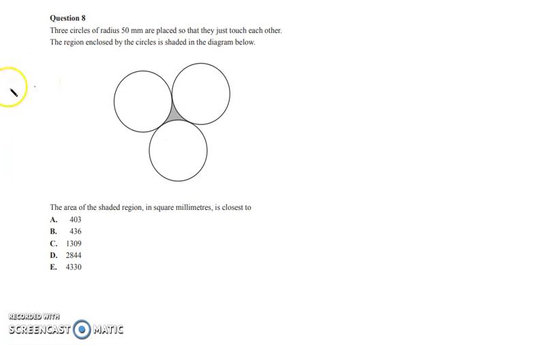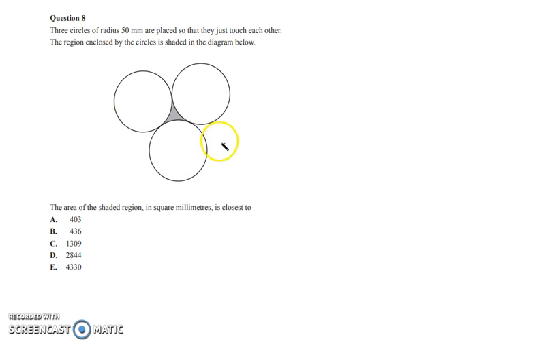Hi there, this is a question from the 2017 Exam 1 from the Geometry and Measurement module of the exam. Question 8: three circles of radius 50 millimeters are placed so that they just touch each other. The region enclosed by the circles is shaded in the diagram below. The area of this shaded region in square millimeters is closest to.